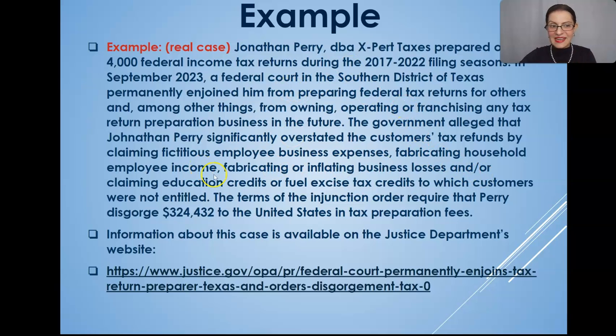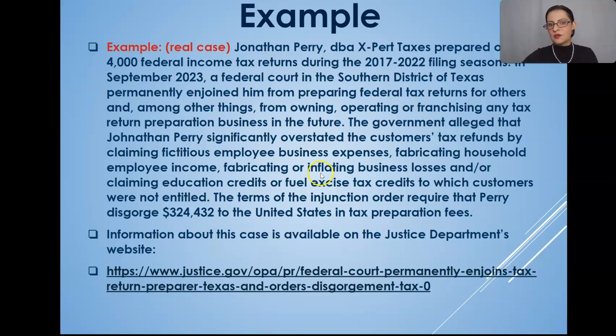He was fabricating household employee income. That's another fraud vector, household employee income, in order to basically generate EITC refunds when the person isn't actually working. They'll put in household employee income like they worked as a household employee, because in that case, it's considered a type of wage income, but you don't actually need a W-2. But it's a huge fraud vector. The IRS always looks for abuses there as well.